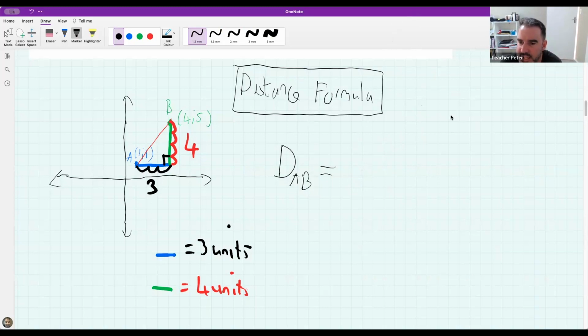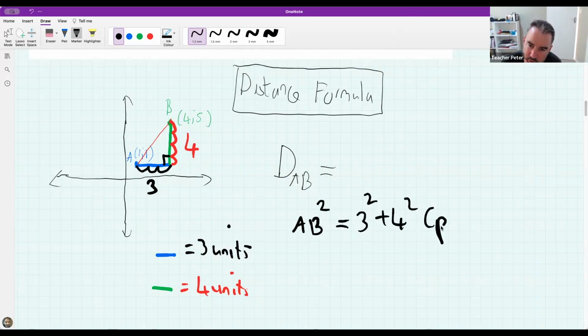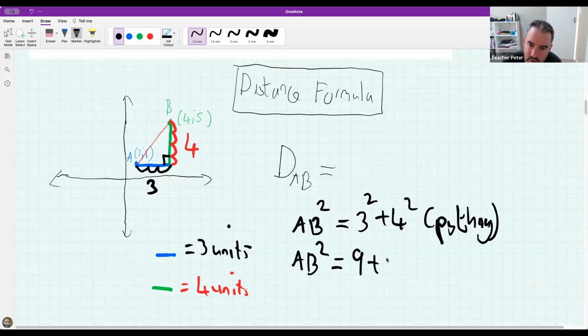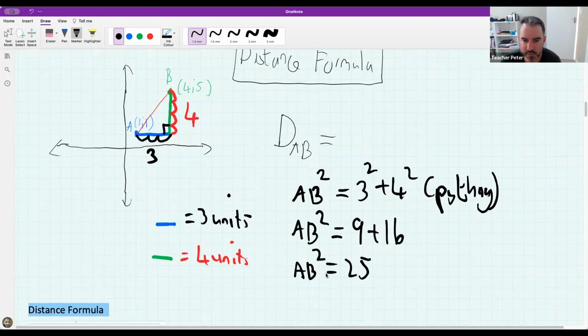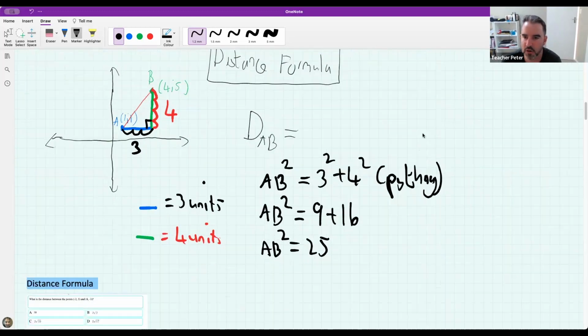Have you heard of the theorem of Pythagoras? It says that the longest side squared, so AB squared, is equal to 3 squared plus 4 squared. And that is called the theorem of Pythagoras. It says the longest side in a triangle, the side opposite the right angle, squared is equal to the sum of the other 2 squared. So if I do this, I'm going to get that. What is AB going to be?